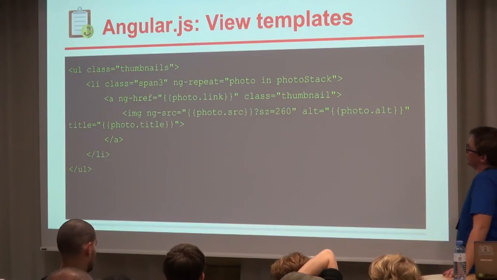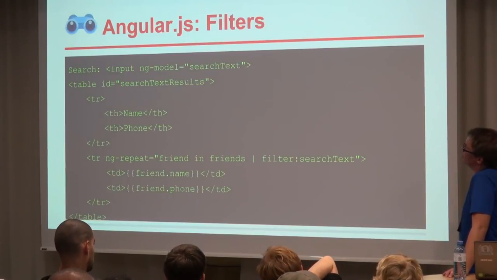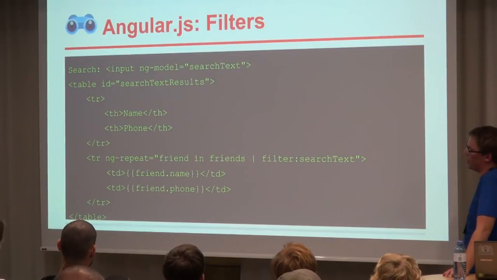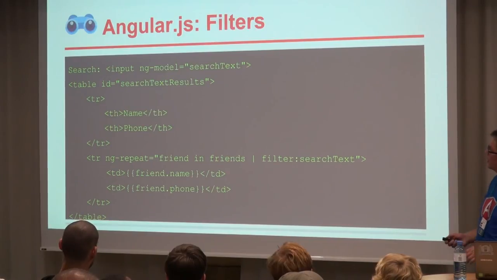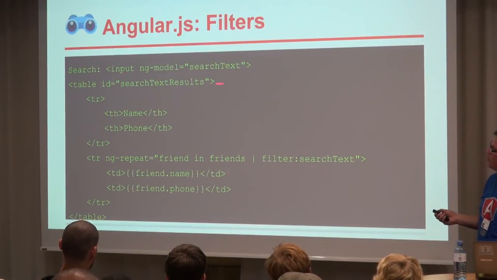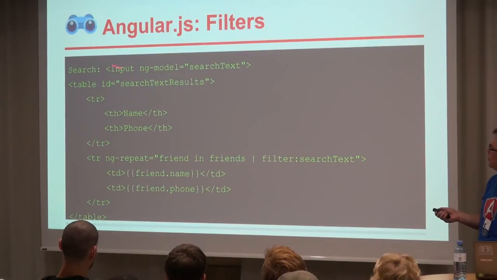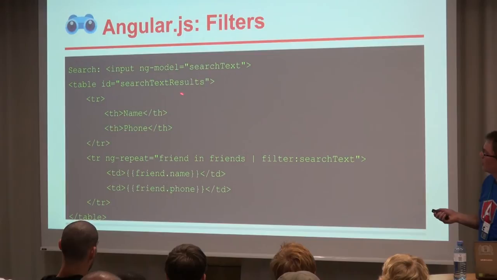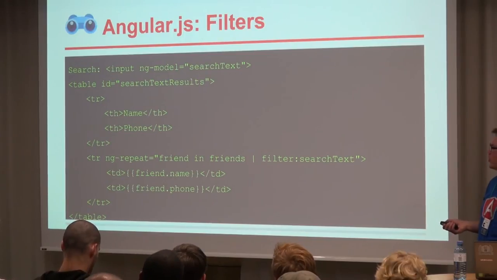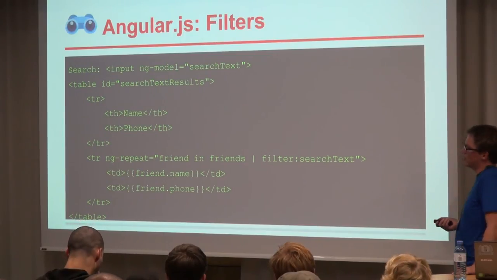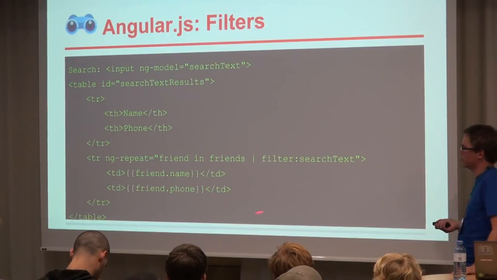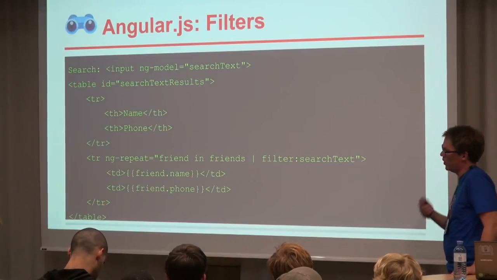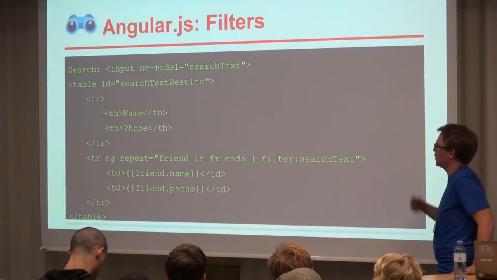So let's go on. A really nice thing also is filters. So imagine I have an input. It's almost invisible up here. Just a little input I call search text. And then I have a table of search results. And in this table, I output all the friends I have. Obviously, there was no space for me to have friends, so it's only the source code.